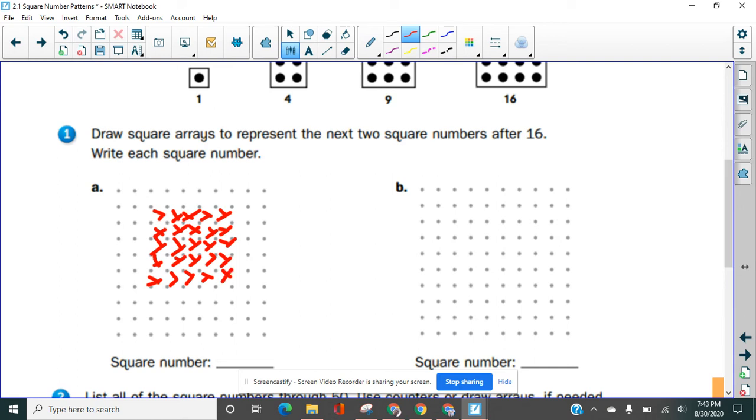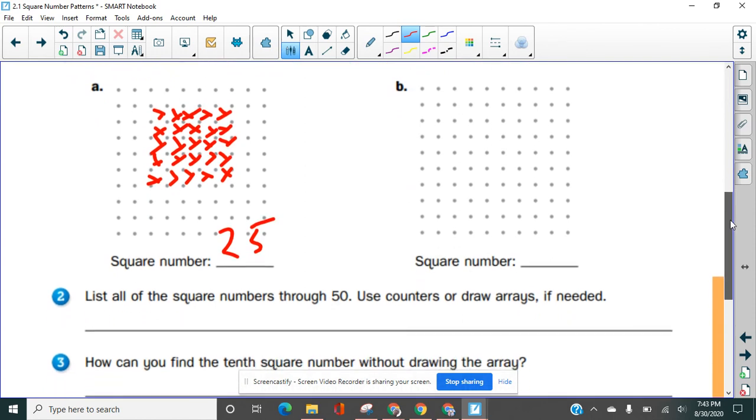All right, now, if this was 1 times 1, and this was 2 times 2, 3 times 3, 4 times 4, what's this one going to represent? Right, 5 times 5. 5 times 5 is what? 25, right? So this is 5 times 5 equals 25. So you're going to draw the next one here. Hopefully you've got the pattern. Then you'll find the next square number.